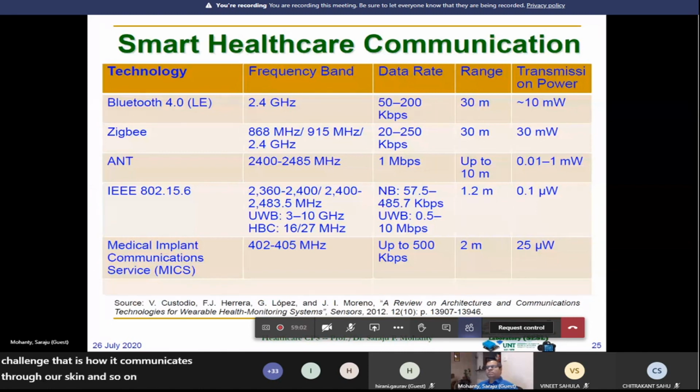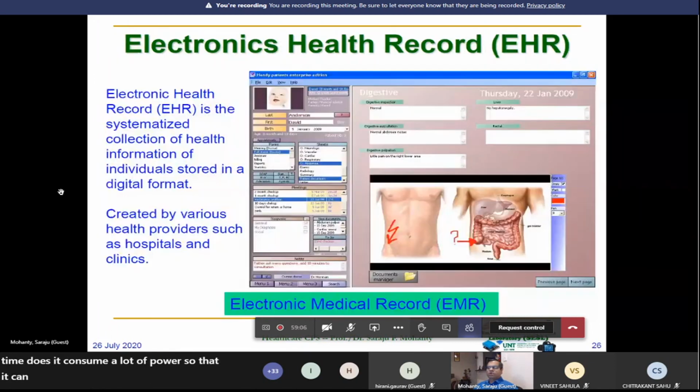But at the same time, does it consume a lot of power so that it can stay for a long time in our body? Then another component is the electronic health record.